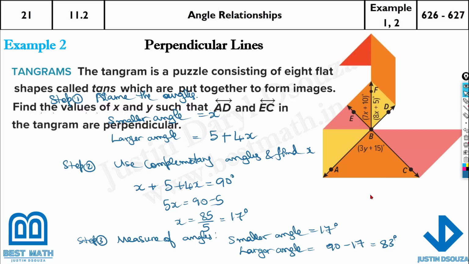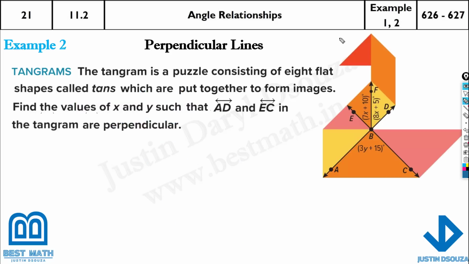How about the next problem here? Tangrams. A tangram is a puzzle consisting of 8 flat shapes called tans, which are put together to form images. Find the value of x and y such that AD, where is AD? This line, and EC are perpendicular to each other. If they are perpendicular, all the angles are 90 degrees, right? So that's about perpendicular lines. Now we need to find x and y.